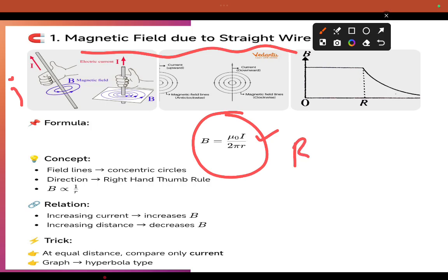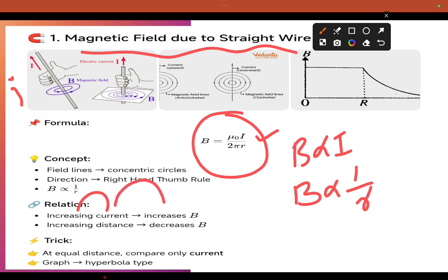B is proportional to I. At the same time, B is inversely proportional to distance. So if the current is increasing, B is also increasing. If the distance is increasing, B is decreasing. So this is the concept from the formula B equals mu naught I by 2 pi R.